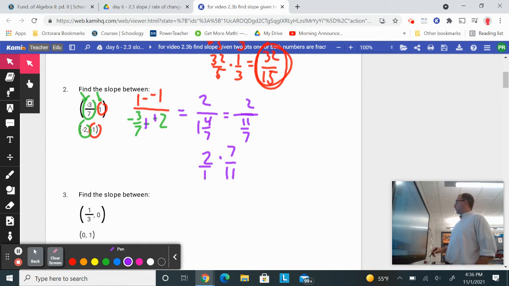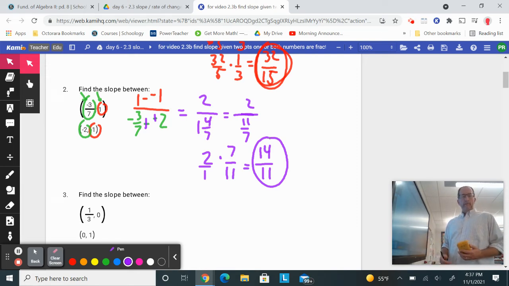And there's no place to simplify numerators and denominators. So I multiply the numerators, I get 14. Multiply the denominators, I get 11. And I can't simplify that, so my slope would be 14/11.